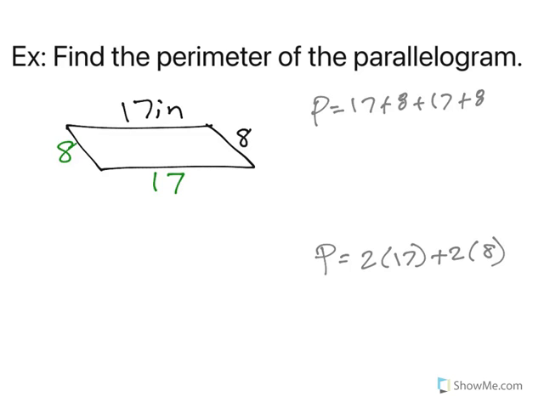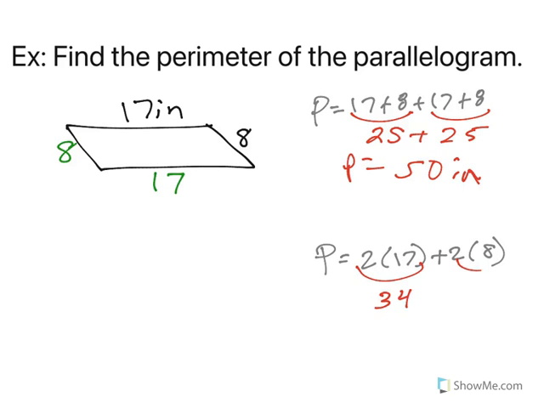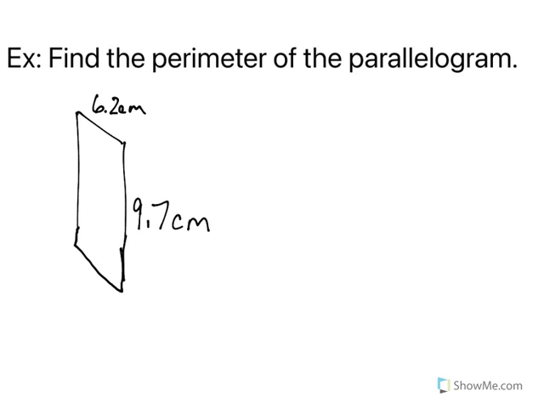Mathematically, they're equivalent. If we look at the top one, 17 plus 8 is 25, plus 25, we get the perimeter to be 50 inches. And in the bottom, 2 times 17 is 34, 2 times 8 is 16. So again, the perimeter is 50 inches. So no matter which one you feel more comfortable with, you're going to get the same answer.